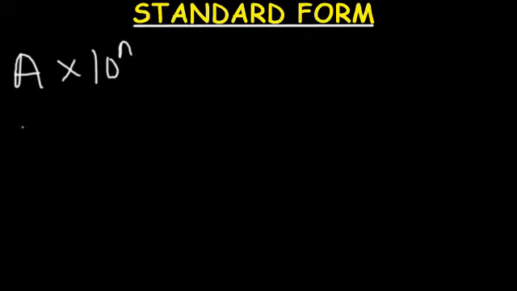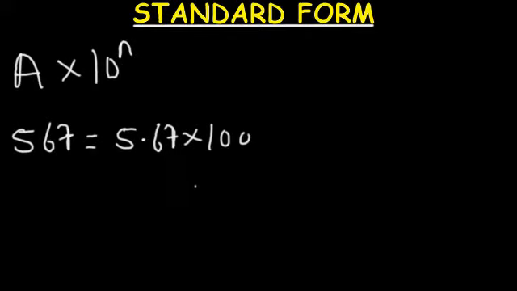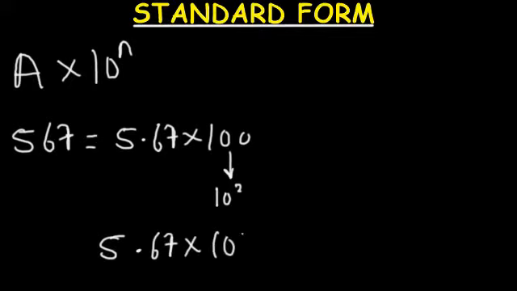So let's start with a particular problem, 567. How can we express this in standard form? We all know that this is simply equal to 5.67 times 100. 5.67 times 100 is simply equal to 567. Now, what is the index of 100? We said earlier that it is 10 to the power of 2. If that is the case, let's replace 100 with 10 to the power of 2. And therefore, the standard form of 567 will simply be 5.67 times 10 to the power of 2.